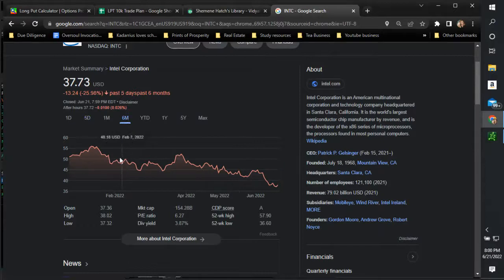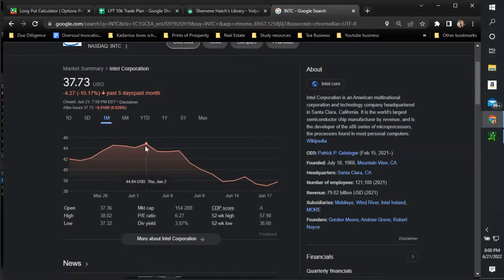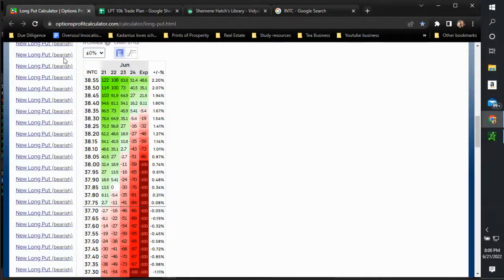And then I'm going to go to the past 6 months, and the highest point was, well, I don't think we're going to get there tomorrow, so we can ignore that part. So for 1 month, the highest is 44.84, and the lowest for 1 month is 37.77. So this gives us a range to look at on our options calculator.